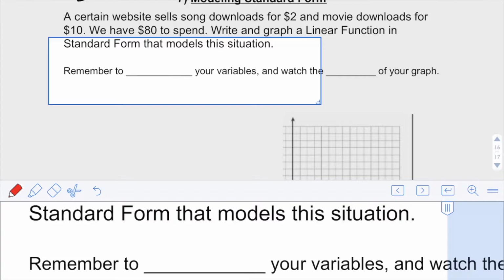A certain website sells song downloads for $2 and movie downloads for $10. We have $80 to spend. Write and graph a linear function in standard form that models the situation.